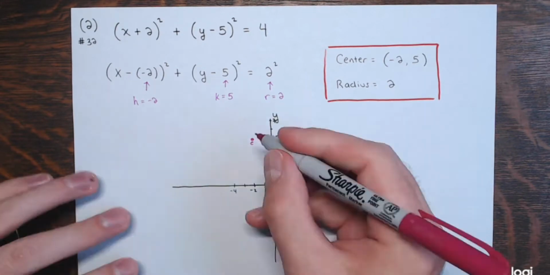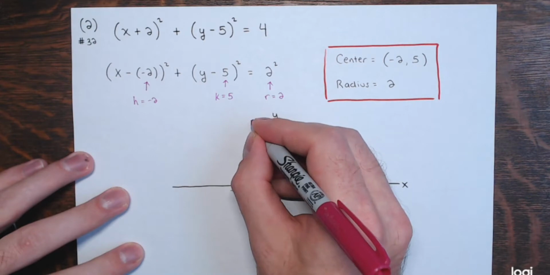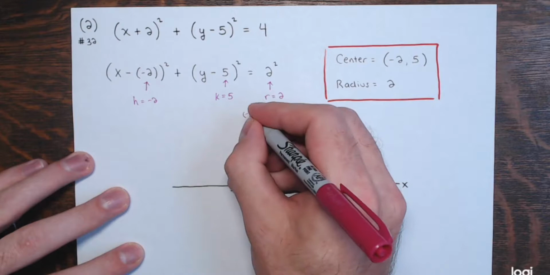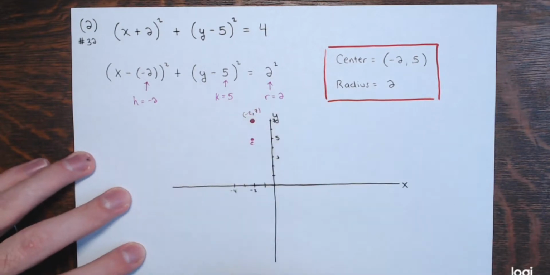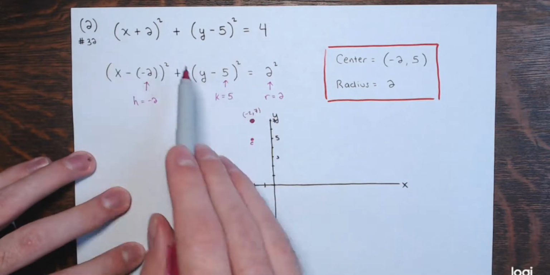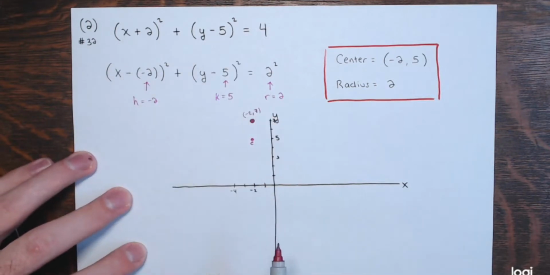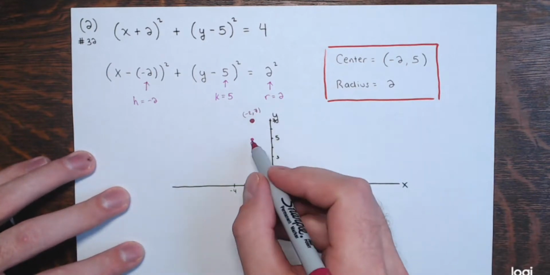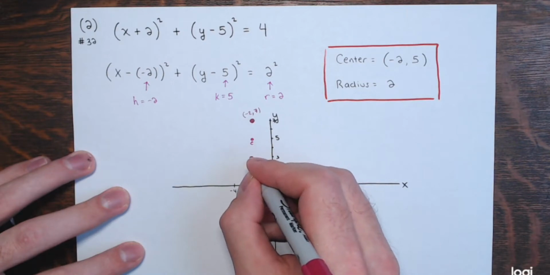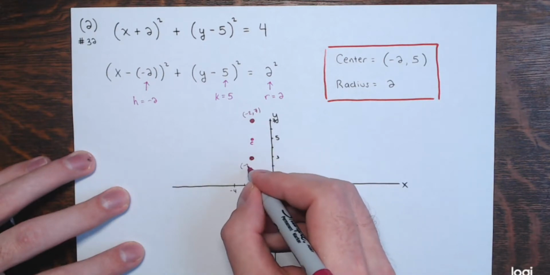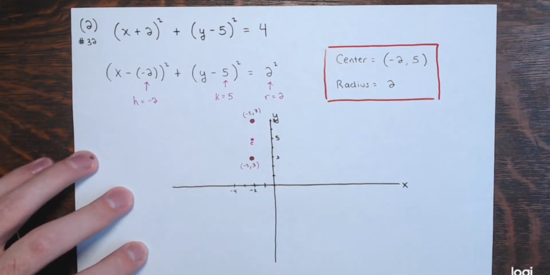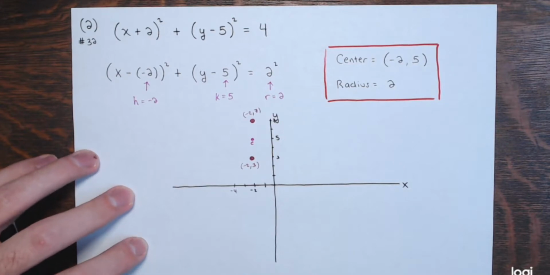So 2 units above, I'll make it a little bigger, that's the point -2, 7. That should be on the circle. That should satisfy the equation. Replace x with -2 and y with 7, and that original equation should be true. 2 units below would be at -2, 3. And again, check it out. Replace x with -2 and y with 3, and the equation will be true.